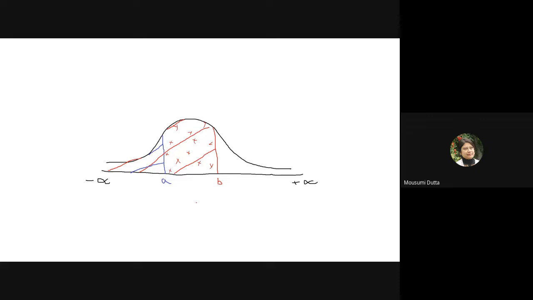So I need to calculate this area. How can we do this? I have to calculate the area starting from minus infinity to B, and then I have to calculate the area starting from minus infinity to A. So I'll be able to calculate the integration from minus infinity to B, and the integration from minus infinity to A, f(x) dx.